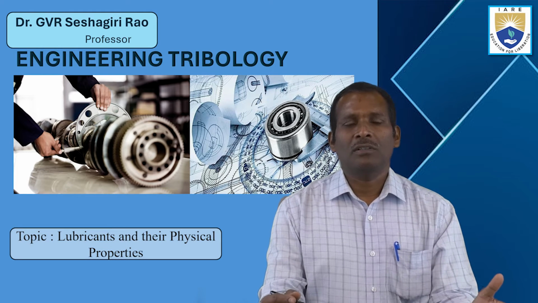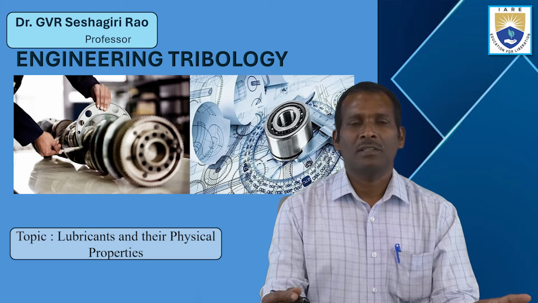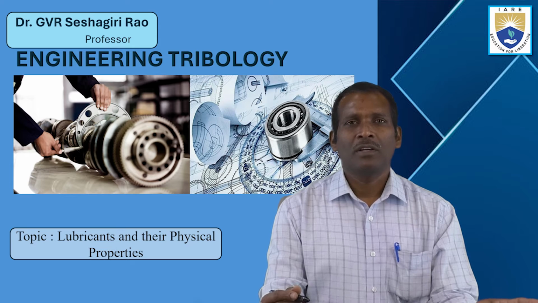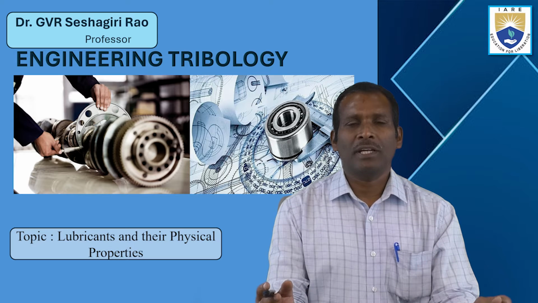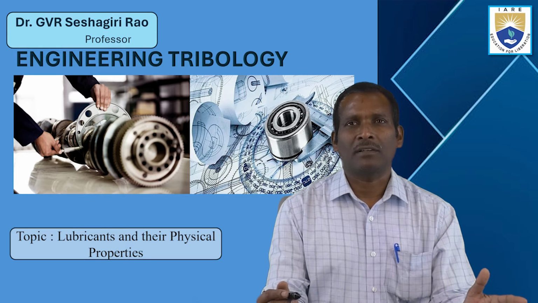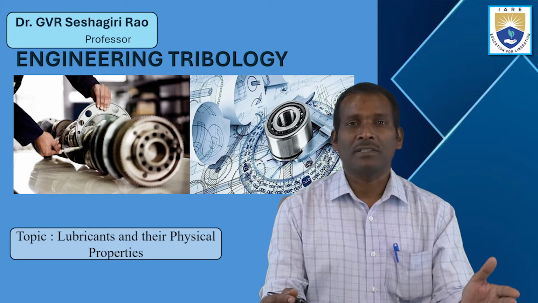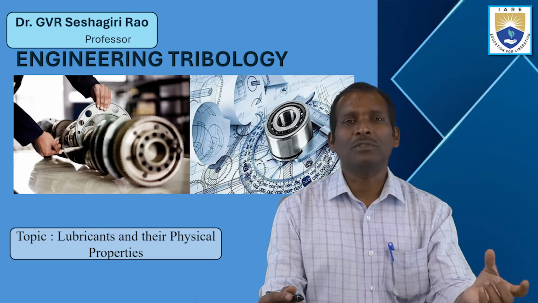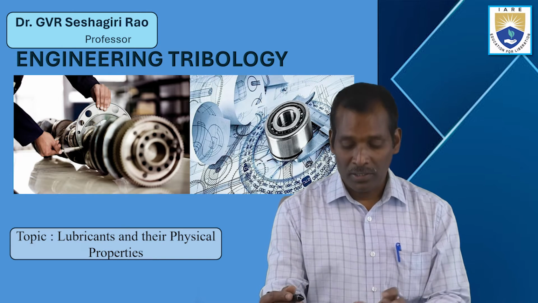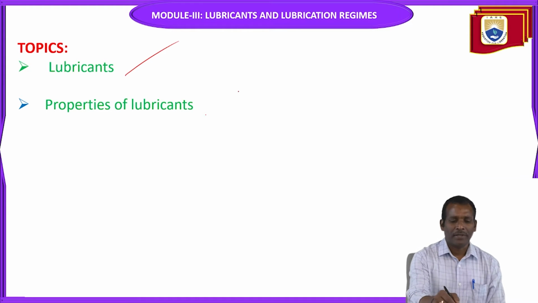Engineering tribology involves three major parameters: one is friction, second is wear, and third is lubricant. In earlier sessions, we have discussed friction and wear. The third one, lubricant, is a very important parameter in the tribology subject. Whenever there is relative motion between two surfaces, there is friction and there is wear. How to control and minimize this wear and friction? By using lubricants. So, today's topics are lubricants and the properties of lubricants.